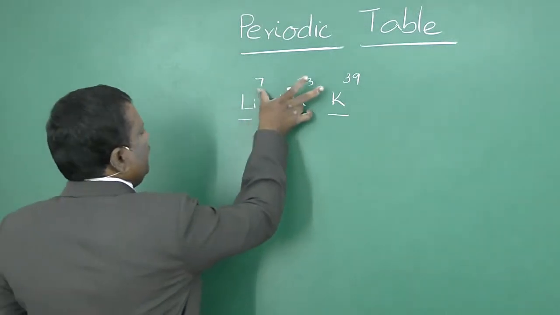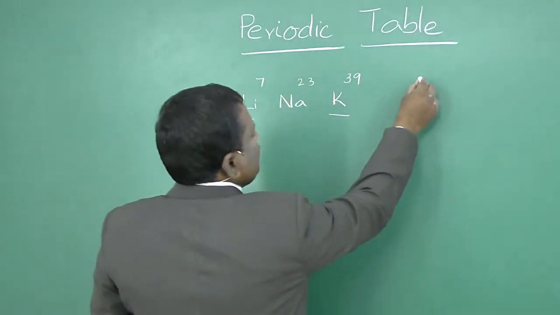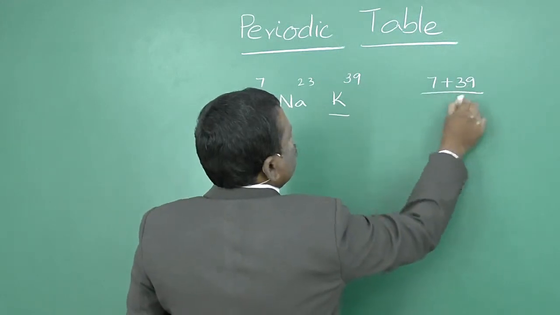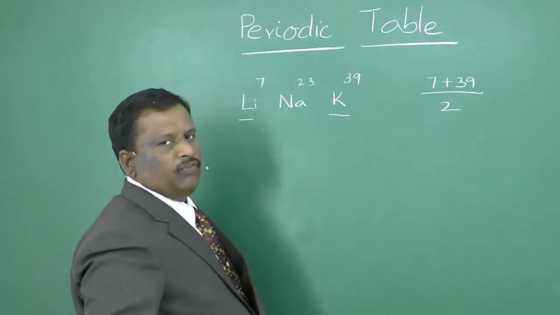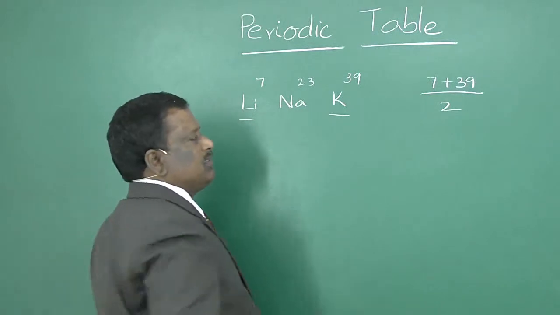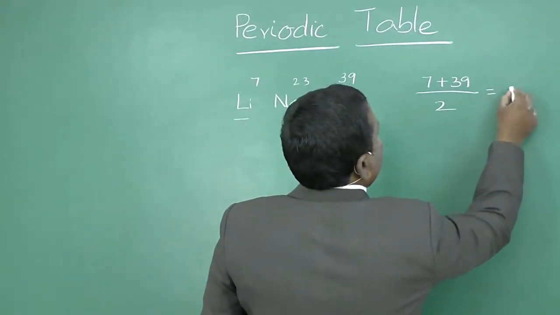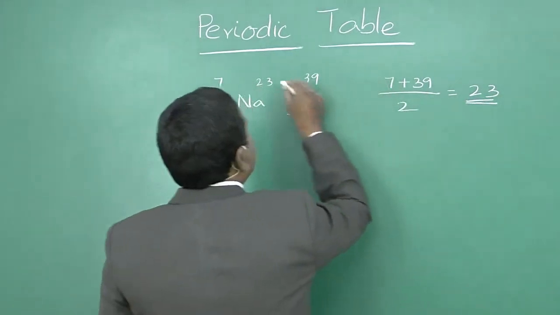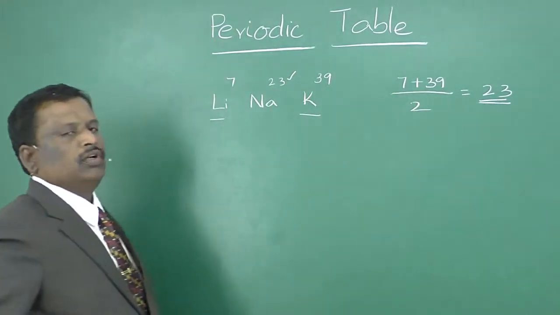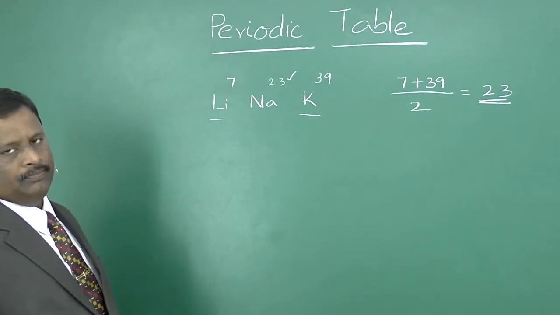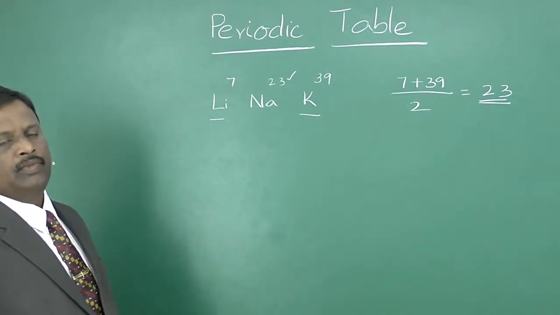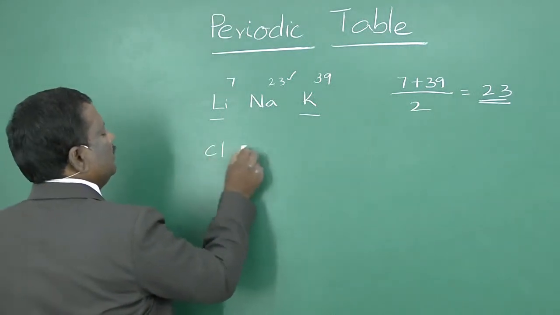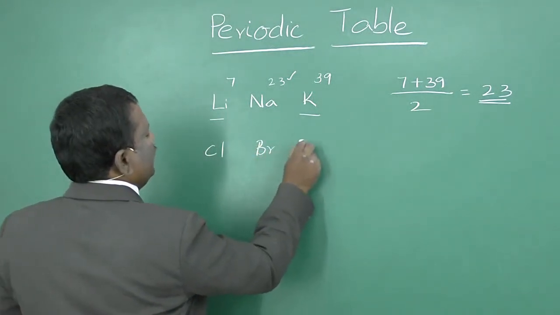So the arithmetic mean of these two, that is 7 plus 39 by 2, the mean of those two atomic masses is found to be 46 by 2, that is 23. That 23 will be the atomic mass of the middle element. This is one triad. Similarly, he made several triads like chlorine, bromine and iodine.